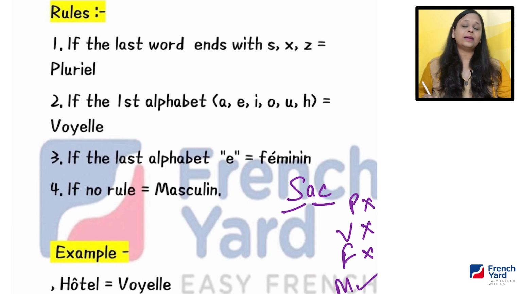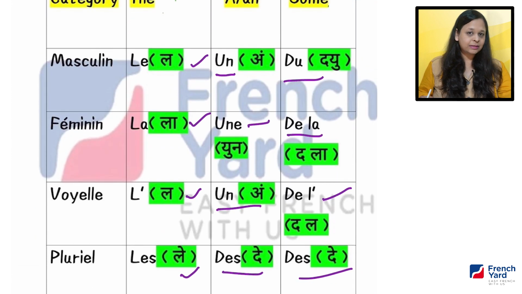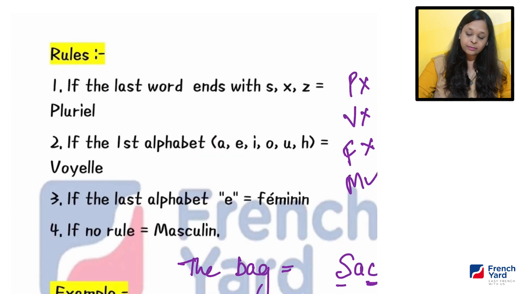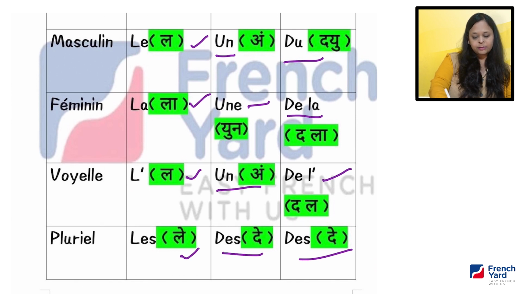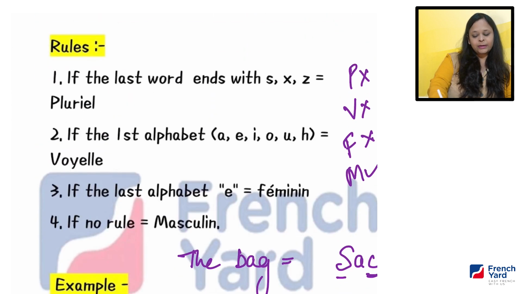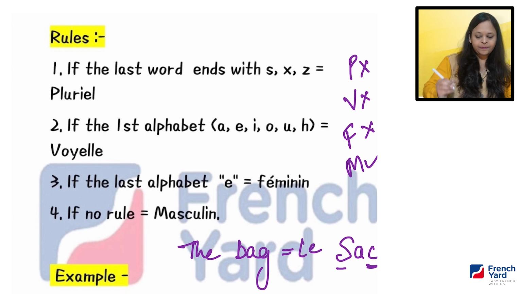Which states that the word sack is a masculine word. And if I have to put the, then I'm going to pick the masculine the. Let's get back to the table and see the masculine the is le. So if I have to write the bag, then it will be le sac.